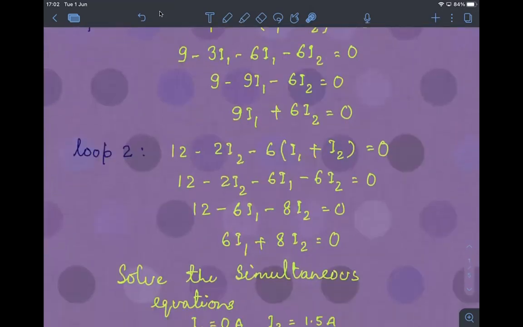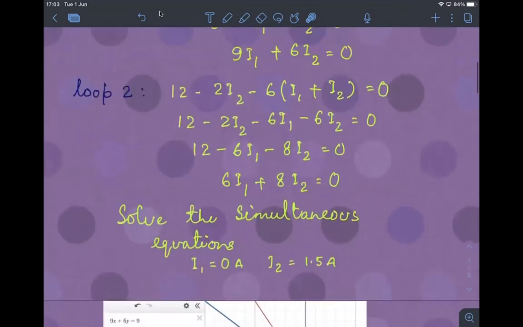Rearrange this equation. And when you rearrange this equation, you get another equation, which is 6I1 plus 8I2 is equal to 0. So I have got my two equations: 9I1 plus 6I2 equals 0, and 6I1 plus 8I2 is equal to 0.